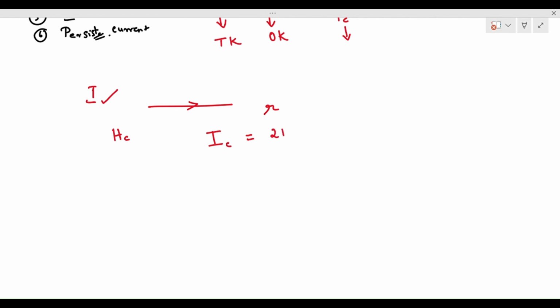Ic equals 2 pi R Hc, where Ic is said to be the critical current, R is the radius of the wire, and Hc is the critical magnetic field.